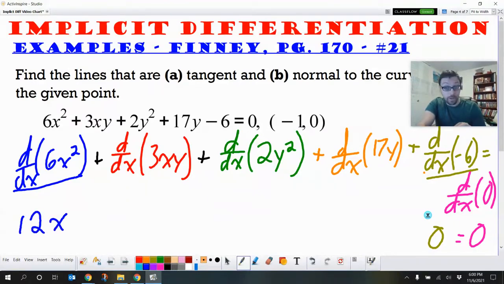Okay, I'm scared of the red one, so I'm going to skip that for right now. I'm going to move back over here to the orange one. And now we have to do one where we need to do chain rule.